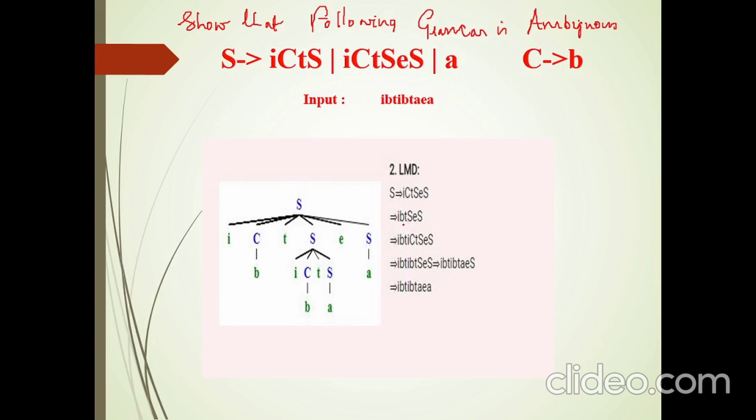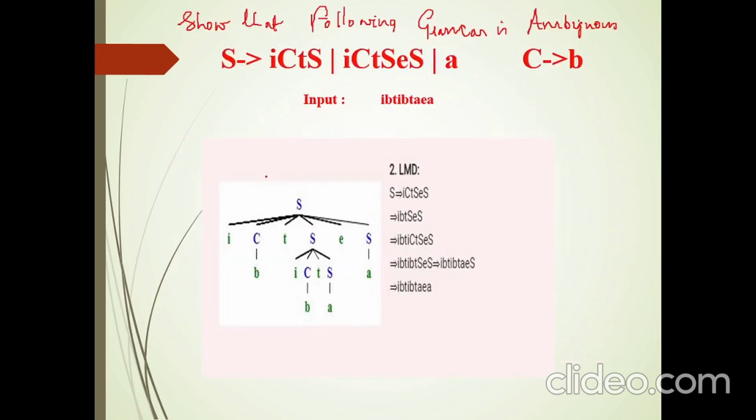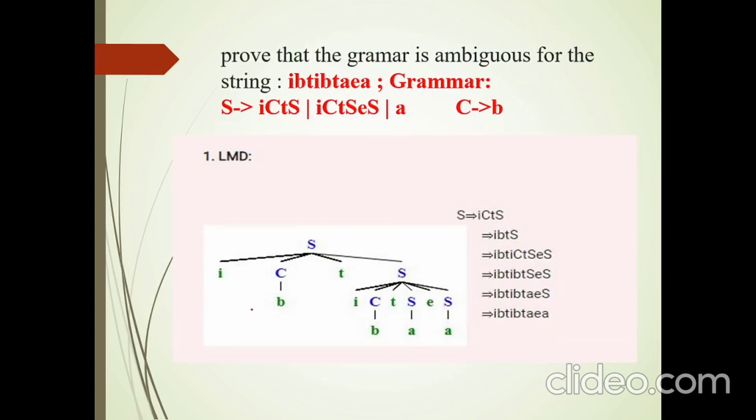So here I have constructed LMD. This is one way of LMD. S gives ICTS, ICTSES, A or B, and there is one more way of LMD, which is this. There are two ways you can construct it. So now let's see the first way of LMD. First, I will explain this portion of the LMD, and the parse tree in this case.